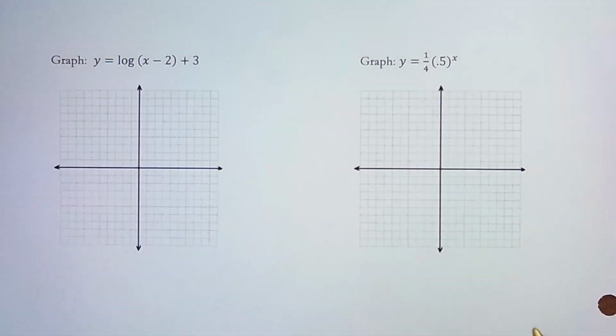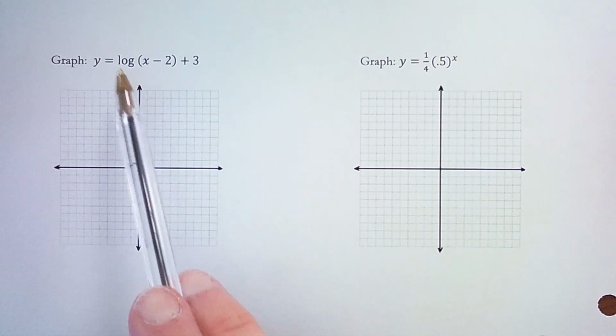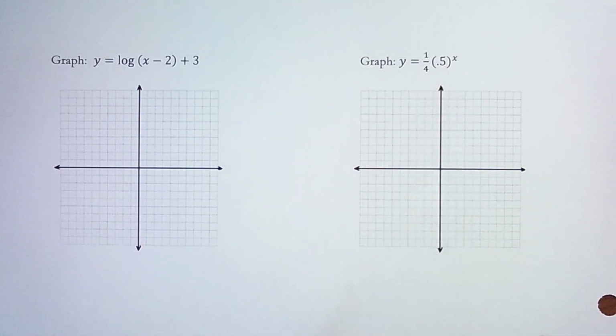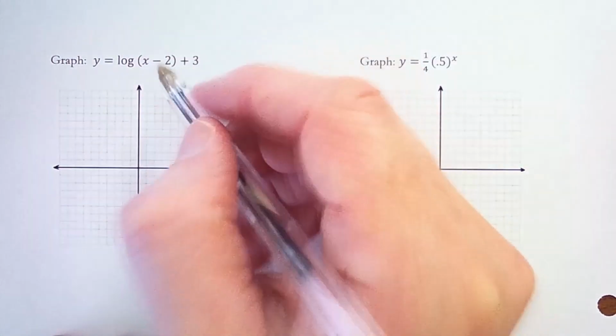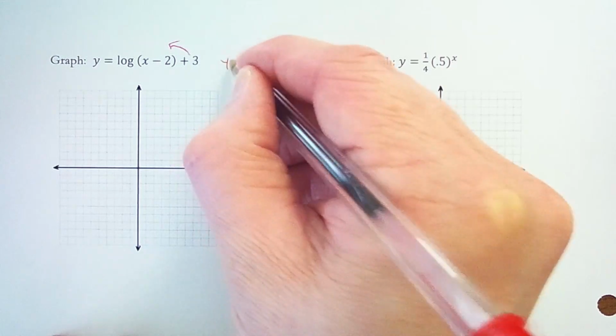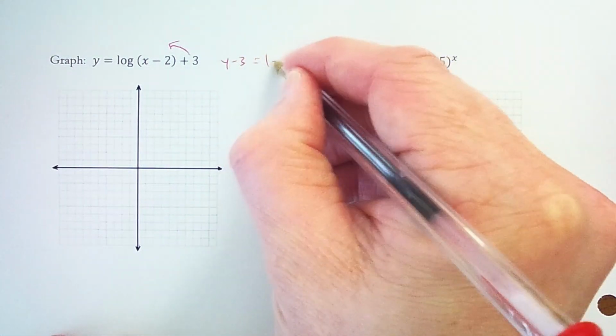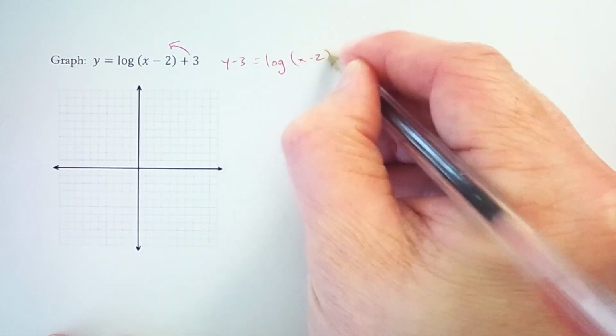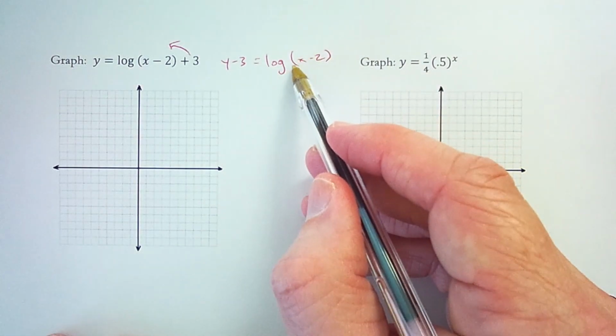In this third video, we are going to graph a log function and an exponential function. In order to graph the log function, we'll first put it in exponent form. So we'll start by subtracting 3. y minus 3 equals log(x minus 2). Now that's log base 10, or common log.